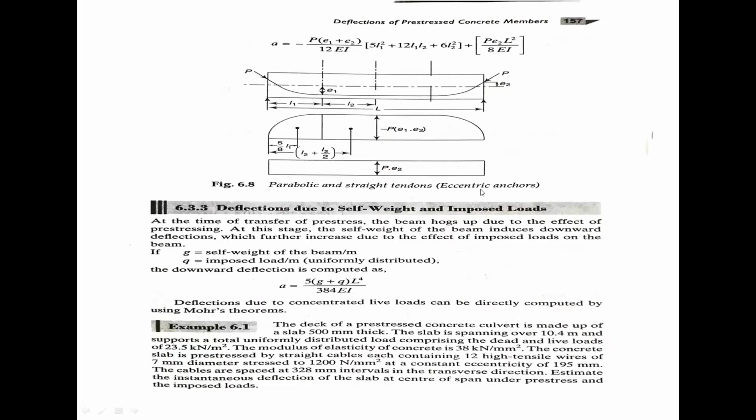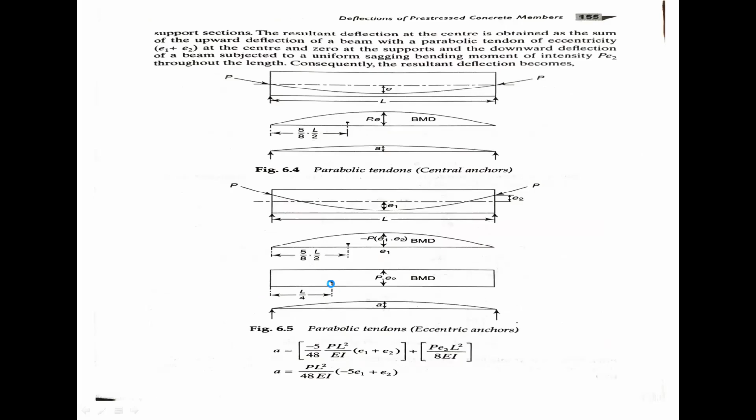Now 1689 kilonewtons is the P value, that is the prestressing force per meter width of the slab. The eccentricity is already given in the problem, a constant eccentricity of 195 mm. The cable type is a straight cable, that means straight tendon. That is the first condition for the tendon profile.